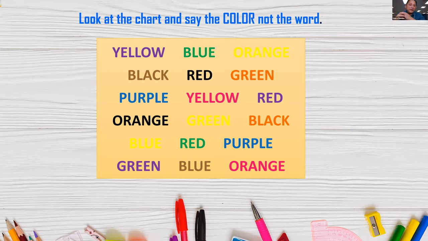And so if you take a look at the word yellow, the text is colored purple. In this activity, we're going to ask you, instead of reading the word, to say the color. So for example, on row one, column one, the word is yellow, but the correct response that we want is purple. So I'm going to give you 20, 30 seconds to just say the color and not read the word.